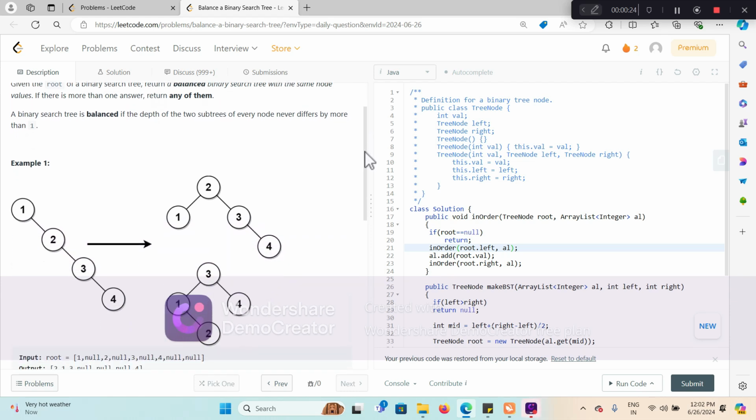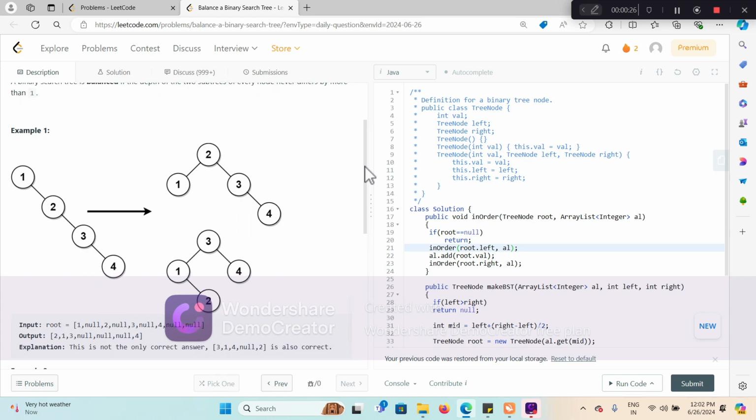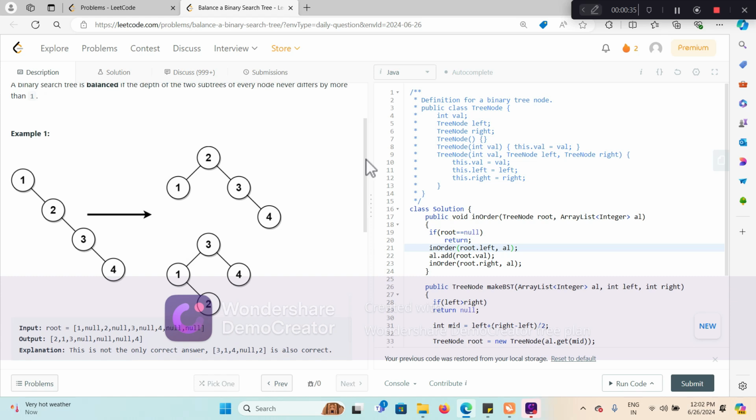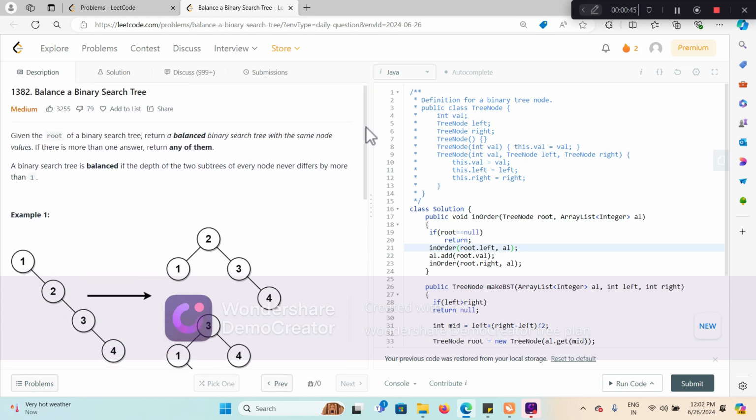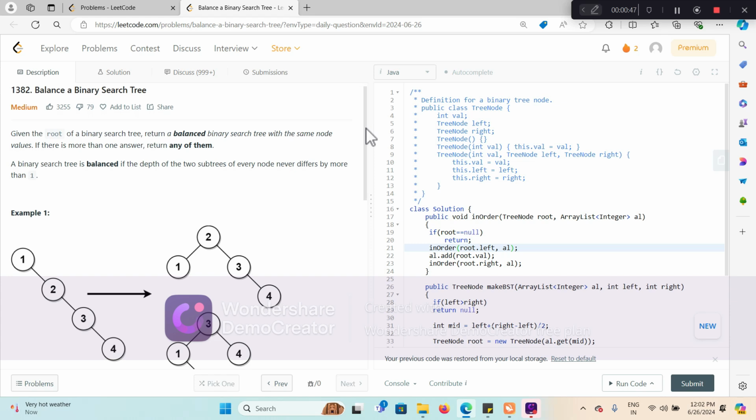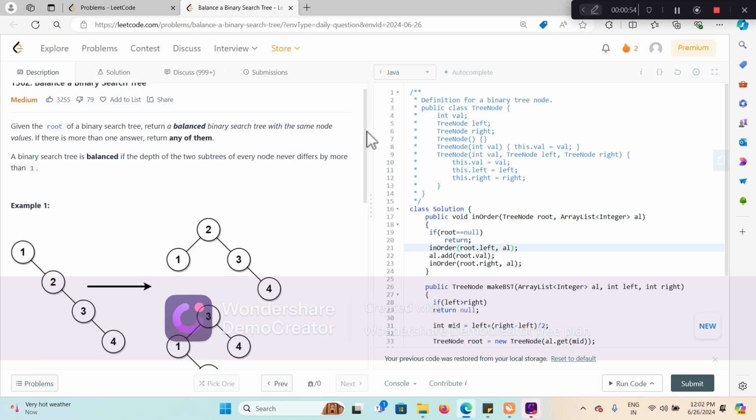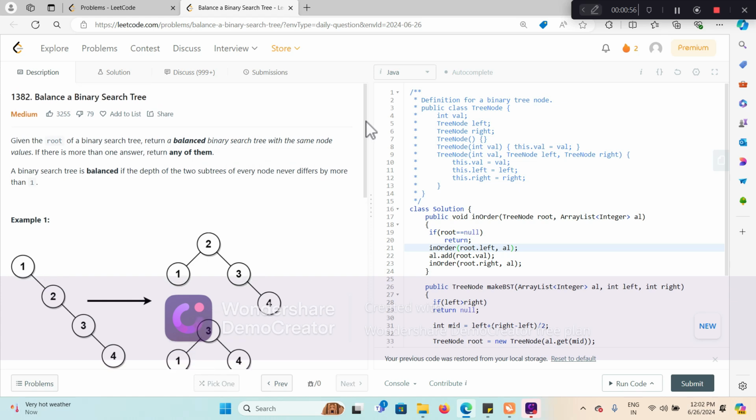Basically, a balanced binary search tree is something where for any node in that BST, the left subtree and right subtree height difference should not be greater than 1. So in general, if we pick any node, the difference of their left subtree and right subtree height should not be greater than 1. It should be either 1 or 0. Then we can say that yes, this is a balanced binary search tree.